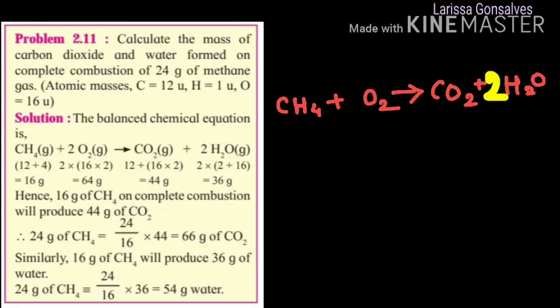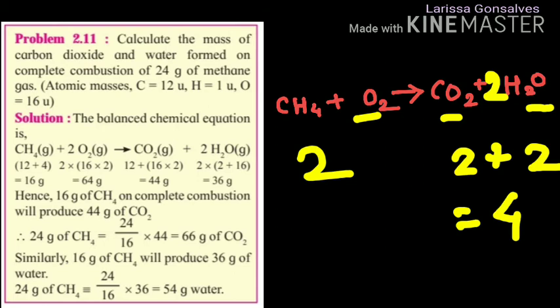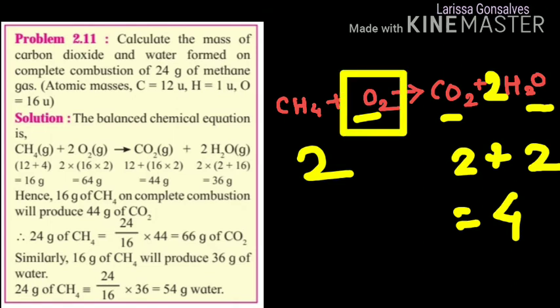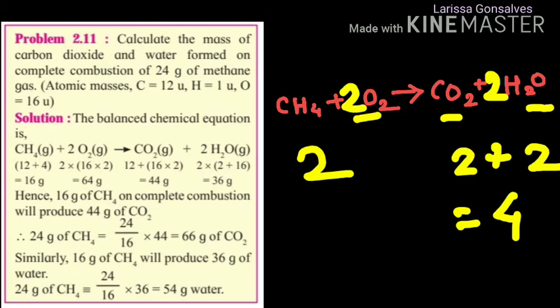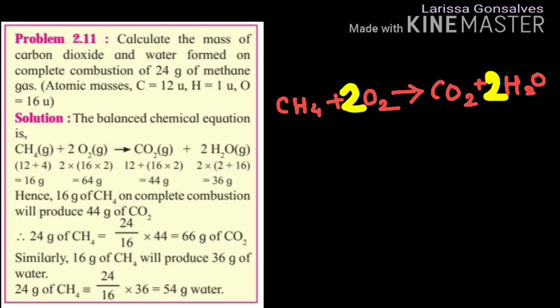Now check the number of oxygen atoms. On left hand side we have 2 oxygen atoms, whereas on the right hand side we have 4 oxygen atoms. So we need to balance the oxygen atom on the left hand side by 2. Now just check the balancing of all the elements present in the chemical reaction. We have 1 carbon atom each, 4 hydrogen atoms and 4 oxygen atoms.